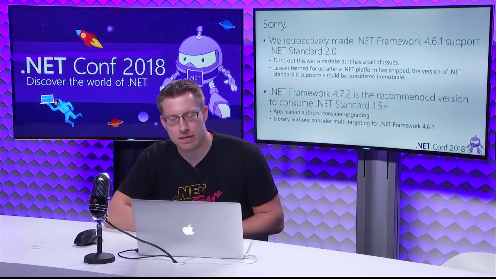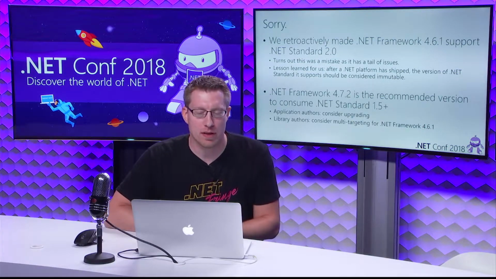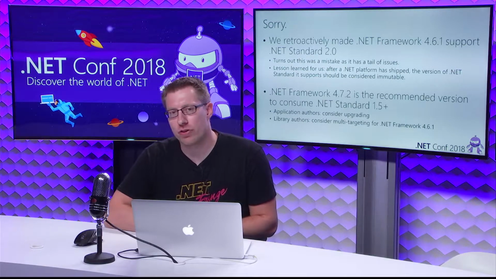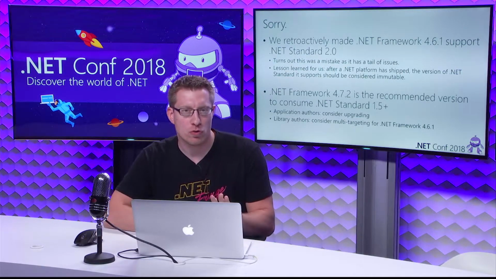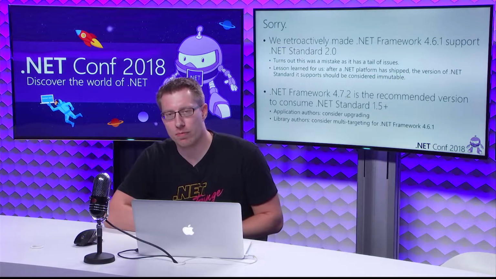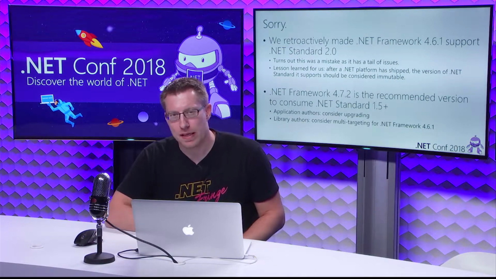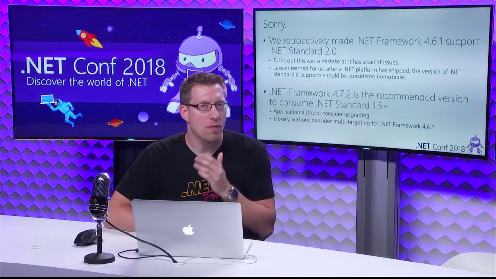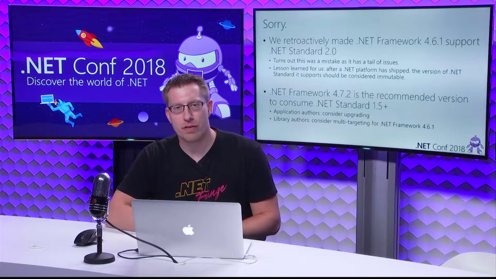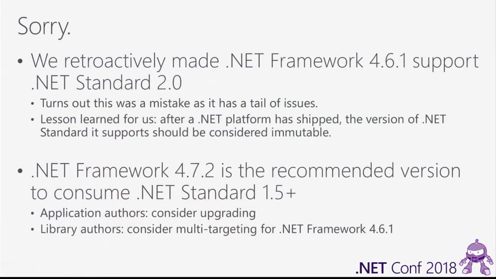Unfortunately, we found out over the last 6 to 12 months that there's a very long tail of issues. And I don't have enough slides to tell you what the problems are. Generally speaking, what you should take away from this is that if you want to consume anything higher than .NET Standard 1.5, you should probably be in .NET Framework 4.7.2. Now, I realize that that is not always a choice you have, right? If you're a library author, you don't control what your customers are using.